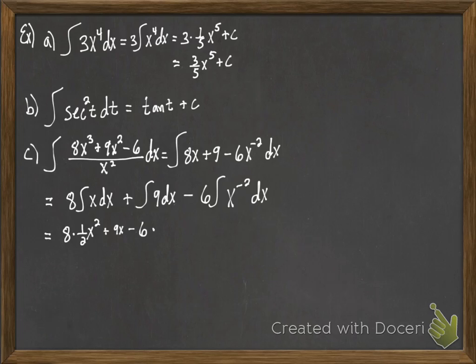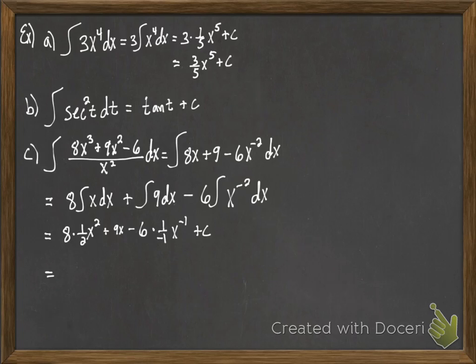And then finally for the last one, minus 6 times the integral of x to the negative second. We'd add 1 to the exponent, which would be negative 1, and then divide by it. And then don't forget, each one of these actually had their own constant, but if you had a constant plus constant plus constant, that's just one more constant. So we write the constant down only the one time.